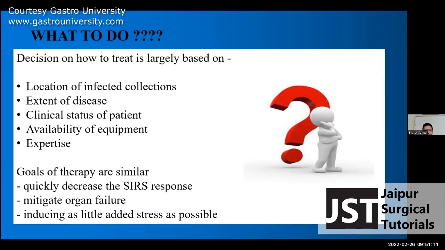So finally, the question arises, what do we actually do? This is largely based on the location of the collection, the extent of the disease, the clinical status of the patient, that is the performance score, availability of equipment in a particular department, and the local expertise available. Eventually, the goals of therapy are all similar. That is, quickly decrease the SIRS response, mitigate any organ failure and prevent it, and induce as little added stress as possible.